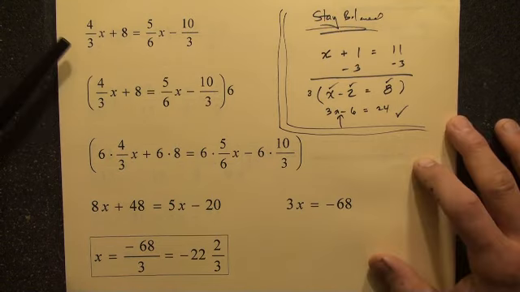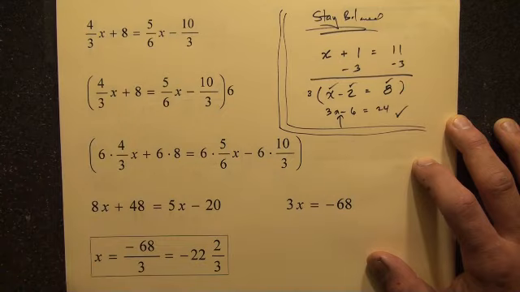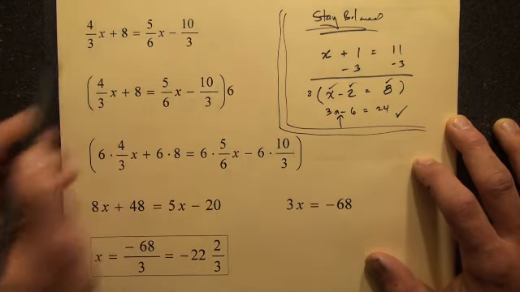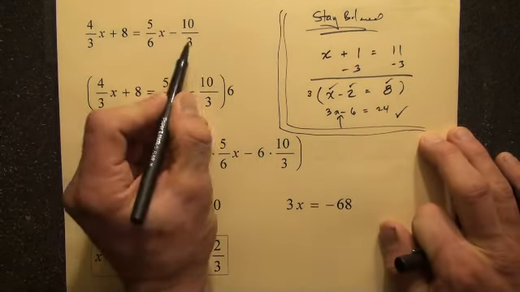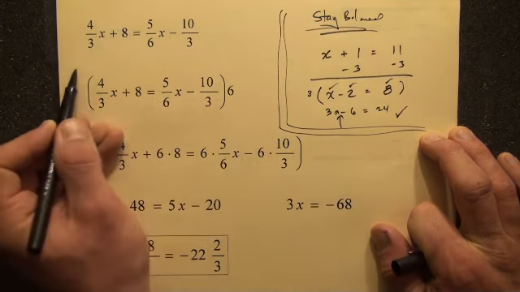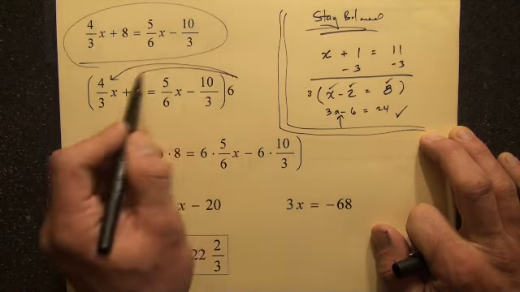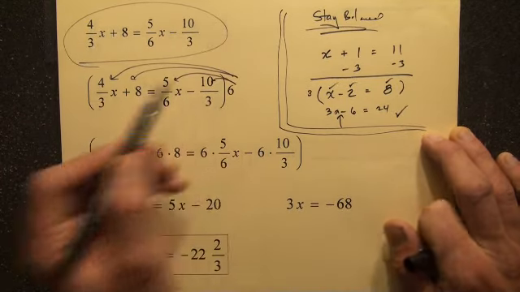Okay. In this equation, we have 4 terms, 1, 2, 3, 4, and we're going to multiply everything by 6. And the reason is because 6 over 3 is 2, that gets rid of the fraction, and 6 over 6 is 1. So we're going to multiply all 4 terms by 6. So 6 times 4 thirds, 6 times 8, 6 times 5 sixths, 6 times 10.